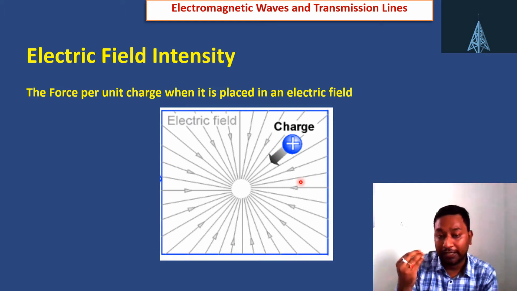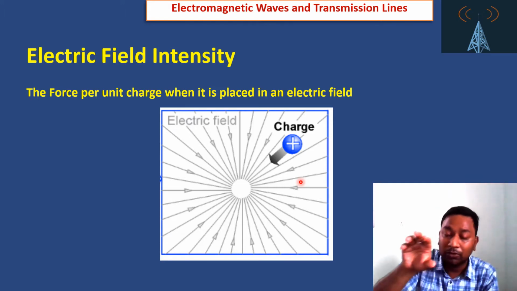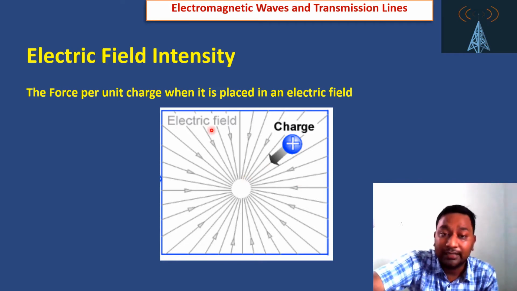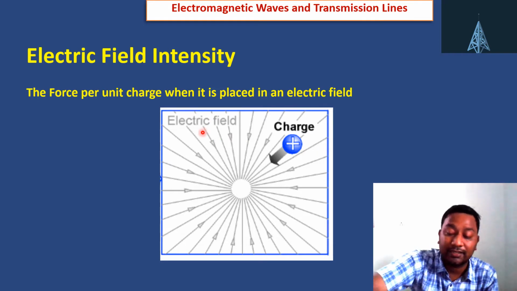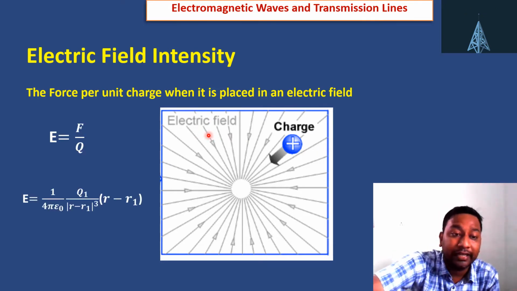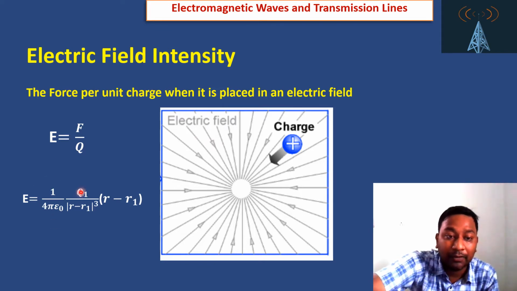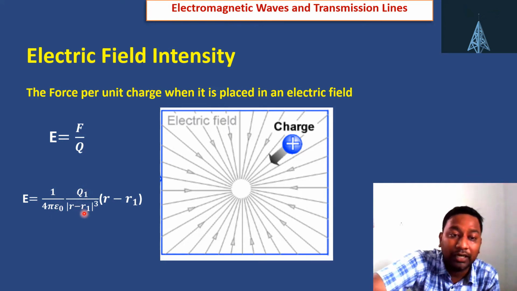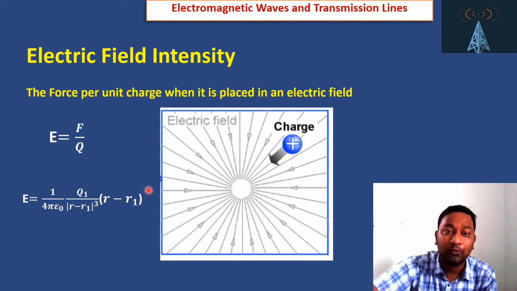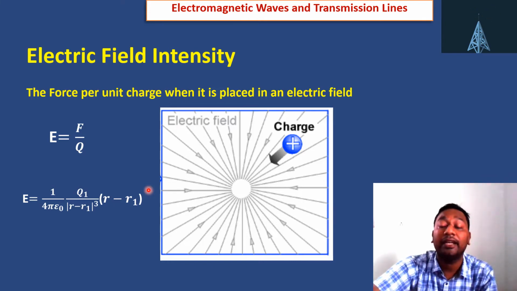So whenever a unit charge is placed in an electric field, we can find out the electric field intensity. It can be represented as E equal to F by Q. We already found that F equal to 1 by 4 pi epsilon naught Q1 Q2 and so on. Here Q2 value will be 1, so that E equals 1 by 4 pi epsilon naught Q1 divided by the cube of R minus R1 into R minus R1. That is the electric field intensity, the force per unit charge when it is placed in an electric field.